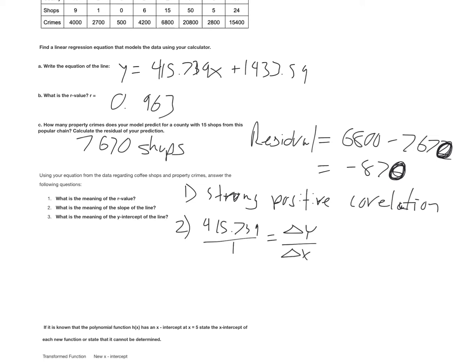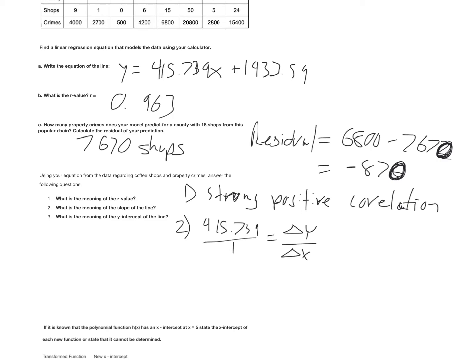In this case, my x variable is the number of coffee shops, and the y variable is the number of property crimes. And so we would say, for every additional 1 coffee shop, we expect about 416 or 415.739 additional property crimes within the county. Because we're saying, okay, go over this much, go up this much. Add 1 more coffee shop, add 415.739 property crimes.